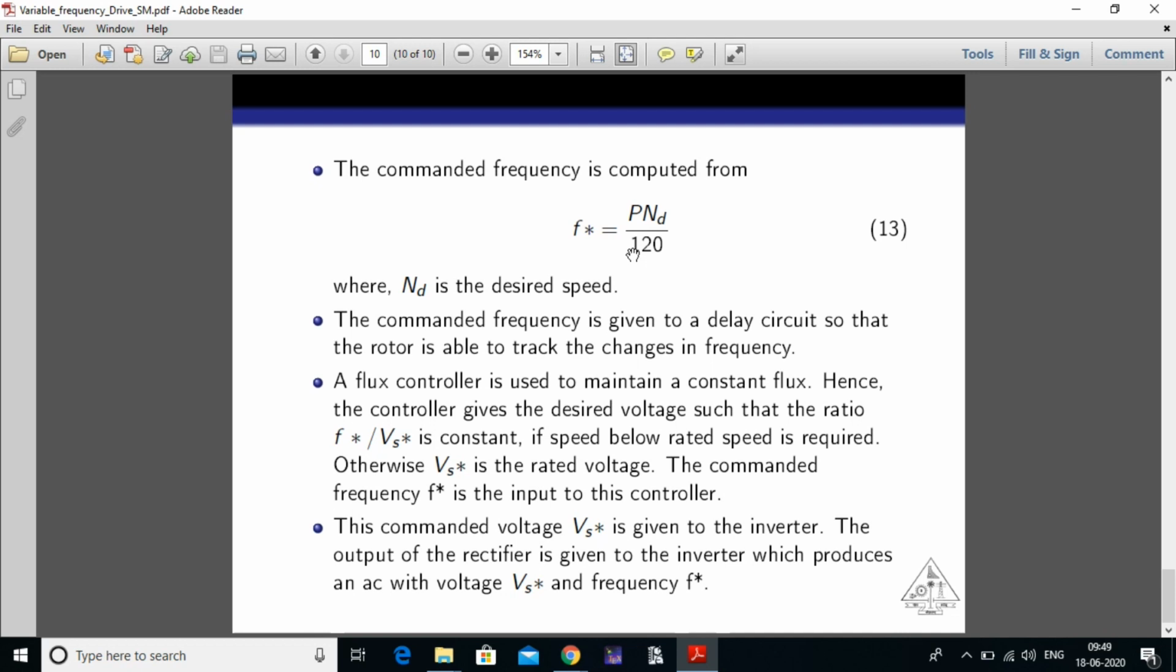Then what should be my V? We know V by F is equal to constant. Earlier it was 200 by 50, that is 4. Therefore, here also I should get 4. That's V by 25. The frequency is 25, V by 25 is equal to 4. Therefore, V is equal to 25 into 4, 100. Therefore, Vs star is equal to 100 volt.